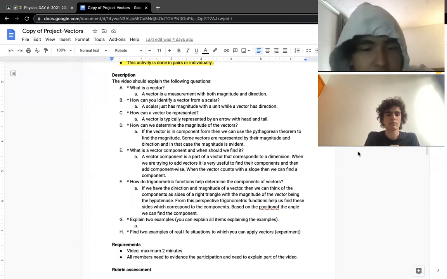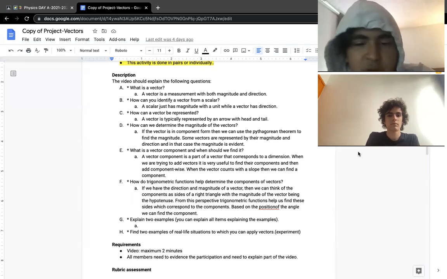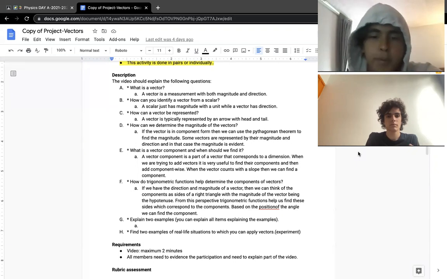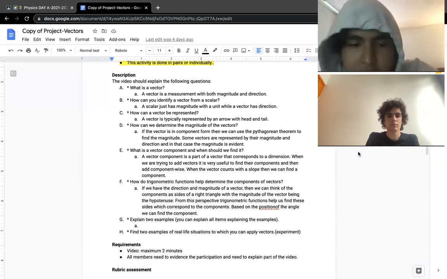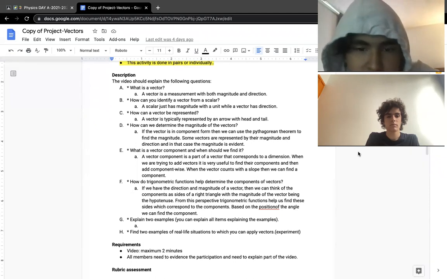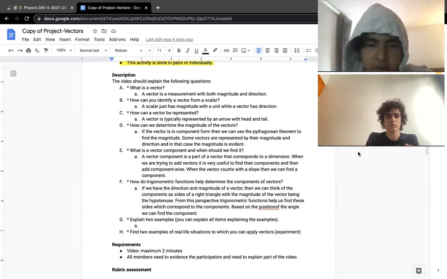How can a vector be represented? A vector is typically represented by an arrow with head and tail. How can we determine the magnitude of the vectors? If the vector is in component form, then we can use the Pythagorean theorem to find the magnitude. Some vectors are represented by the magnitude and direction, and in that case, the magnitude is evident.